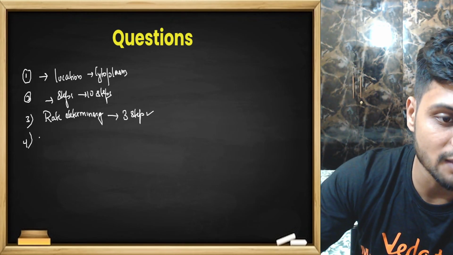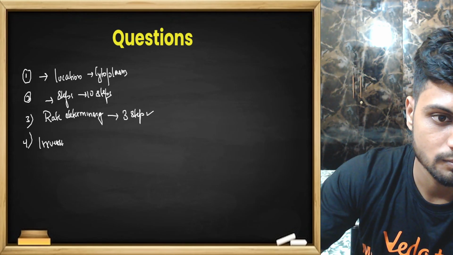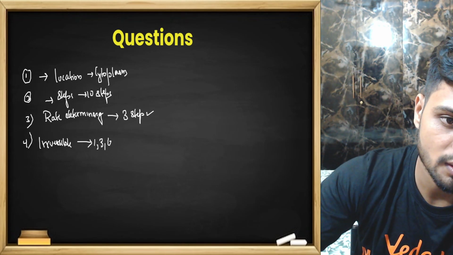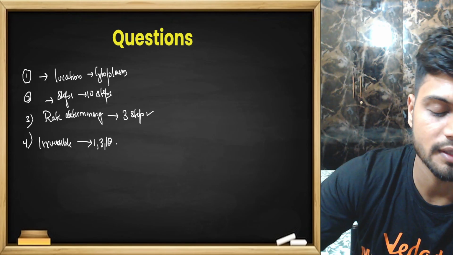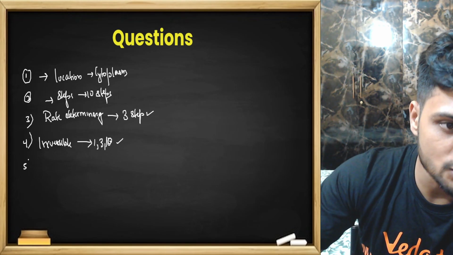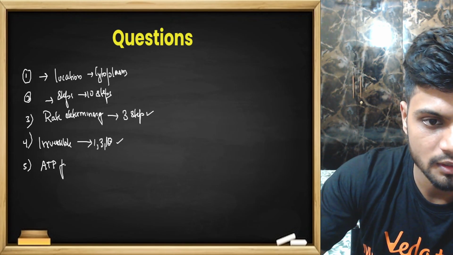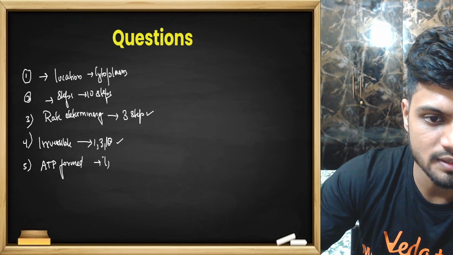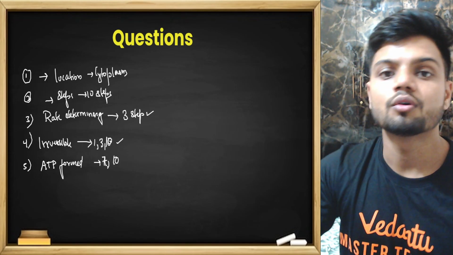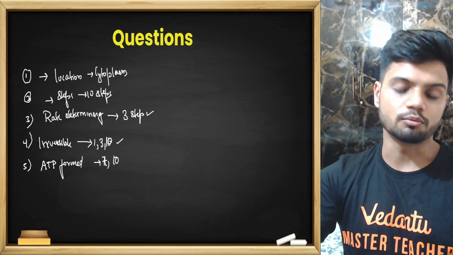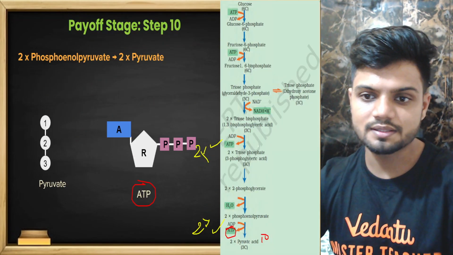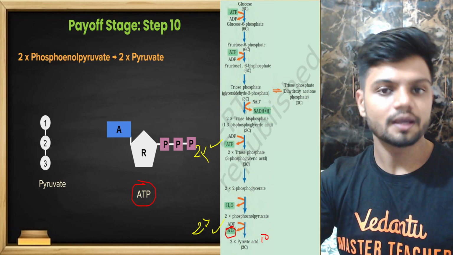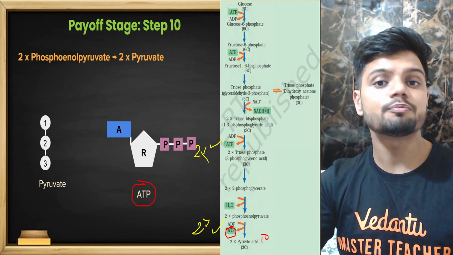Next question they can ask you is irreversible steps. That irreversible steps is 1, 3, and 10. Then they can ask you in which step ATP is formed. ATP is formed in 7th step and 10th step. Reactions are very important. In the 7th step, 1,3 bisphosphoglyceric acid is converted to 3-phosphoglyceric acid. In the 10th step, phosphoenol pyruvate is getting converted to pyruvic acid.